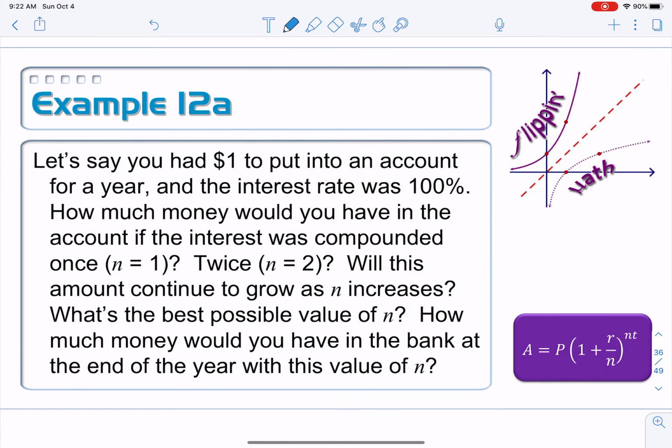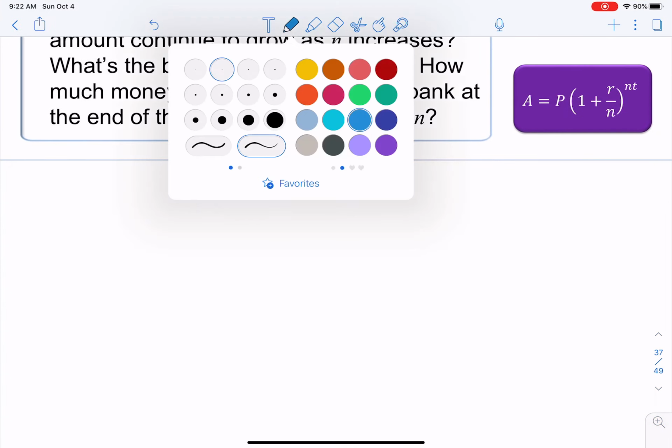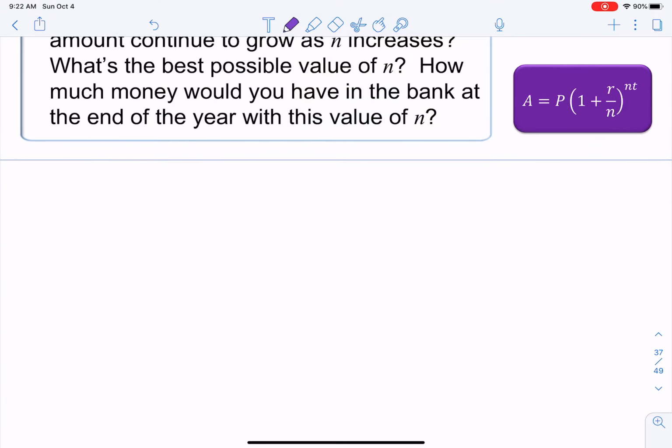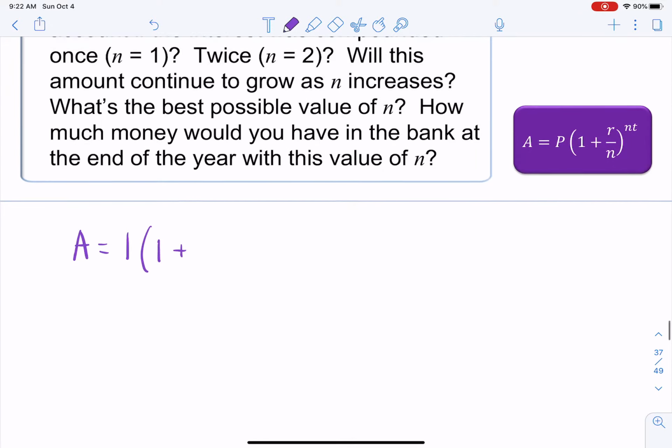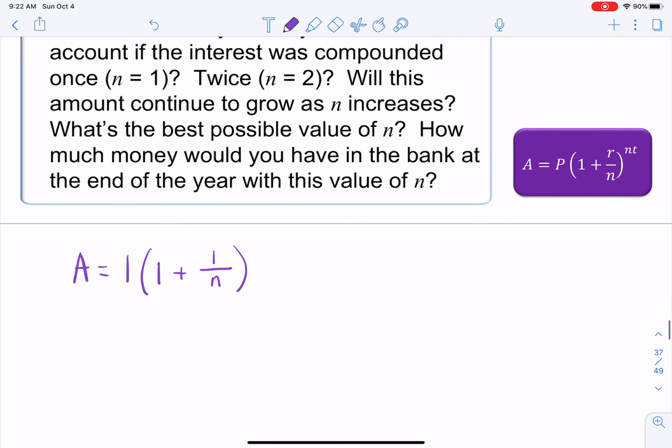So here, let's come over here and rewrite our equation specifically. Hey, this is purple. How about this shade? Okay. So this amount in our account is going to be equal to, our principal here is $1. So we're going to put $1 in the bank. And then I'm going to multiply that times 1 plus, our interest rate is 100%, written as a decimal number is just the number 1, over the number of times I compound it, which will just be n, raised to the nt power. And our t is just 1 year.